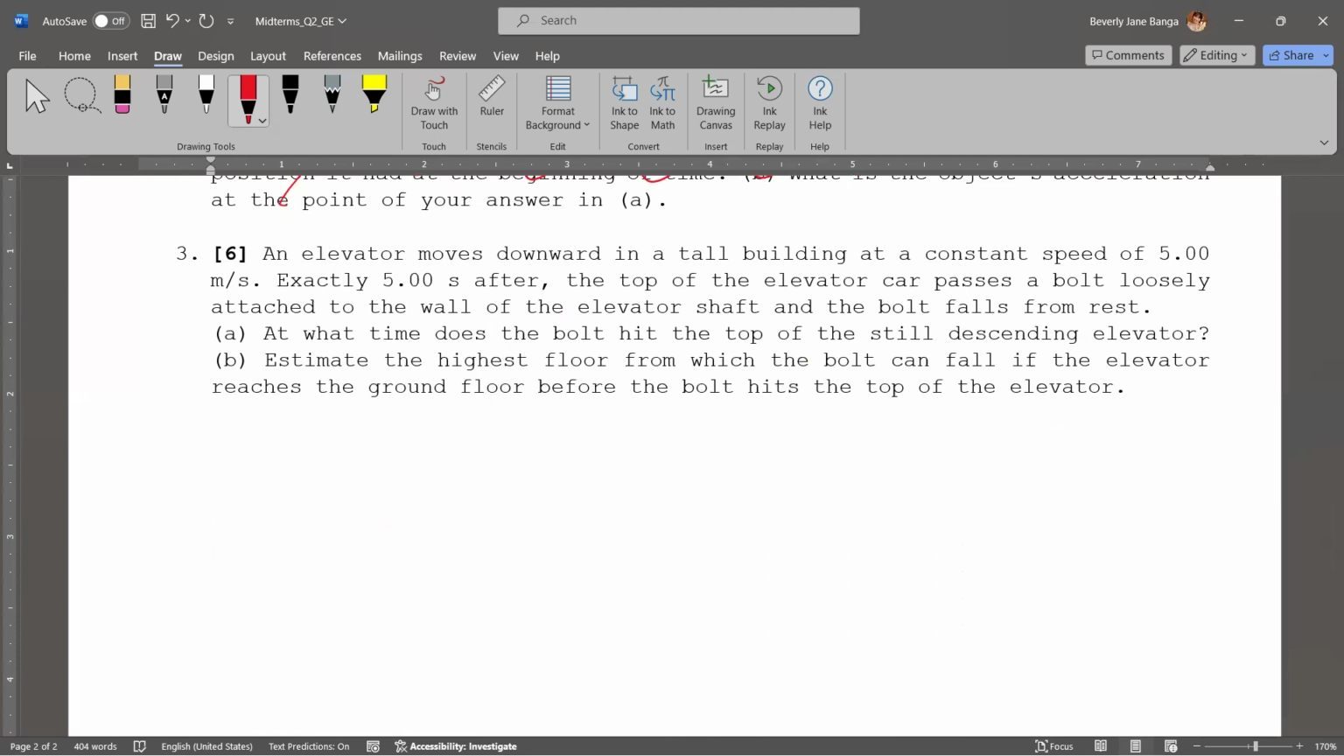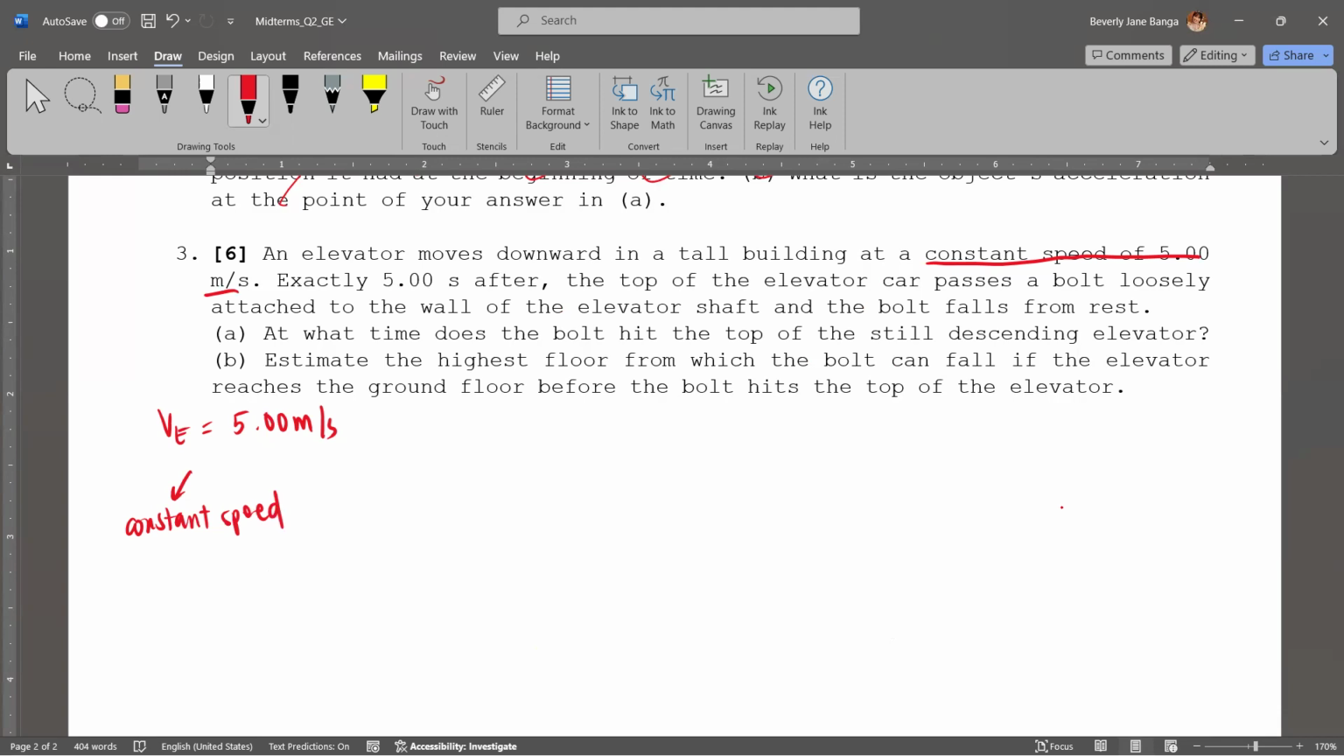Okay. Elevator problem. So sabi niya, an elevator moves downward in a tall building at a constant speed of 5 meters per second. So V of elevator, it's not accelerating. It says constant speed. Exactly 5 seconds after, so naka-travel na siya, the top of the elevator car passes a bolt loosely attached to the wall of the elevator shaft, and the bolt falls from rest.